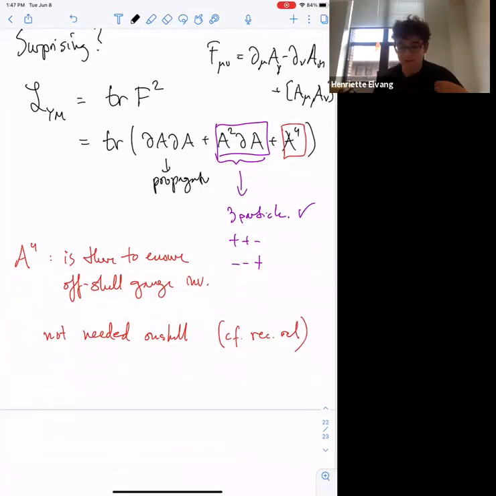So you can reconstruct the Lagrangian from the amplitudes if needed, but all the physics information sits already at 3-point, which is kind of remarkable.